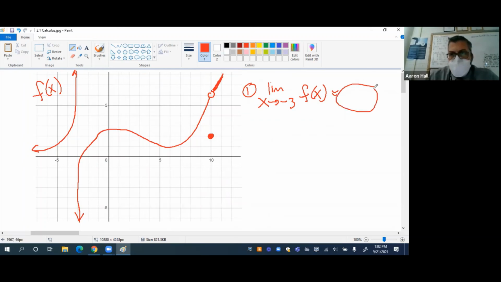What is the answer? Does not exist. Why does it not exist? Has to be both infinite. Good. We're shooting off in both directions. So the answer for this is does not exist. Okay. How about this one? Number 2.